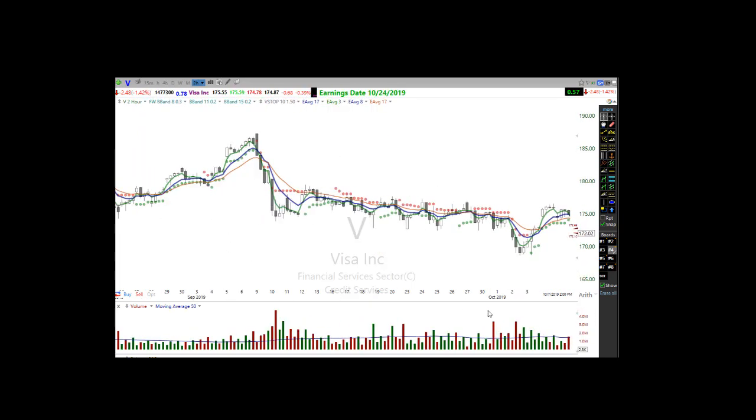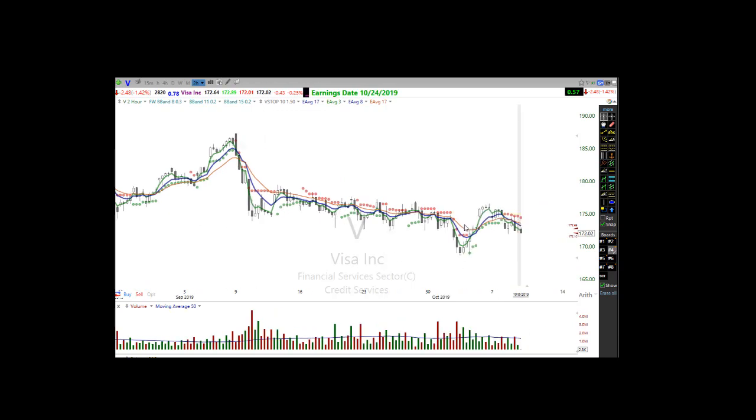And take a look. Now, right now in Visa, you can see we're just an absolute mess in this chart. Back and forth, no continuity whatsoever in the chart. This is where you just absolutely want to avoid trading. There's no continuity. There's no good price pattern. There's no trend. It's just an absolute mess.